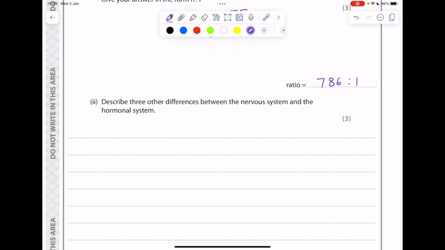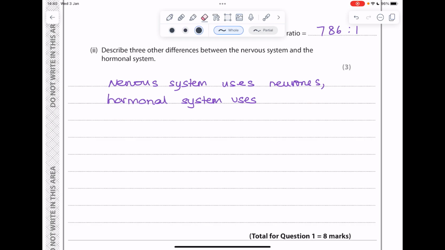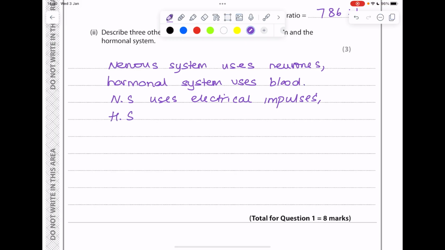Describe 3 other differences between the nervous system and the hormonal system. So the nervous system uses neurons. Make a full comparison. The hormonal system uses blood. The nervous system uses electrical impulses. The hormonal system uses chemicals known as hormones.